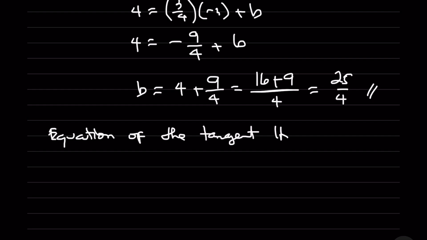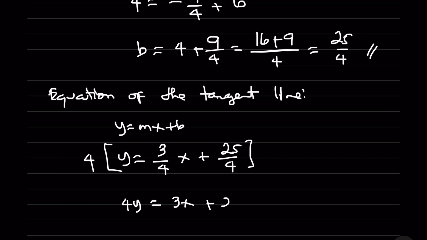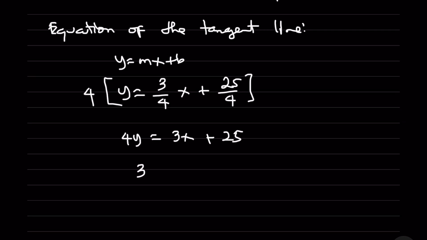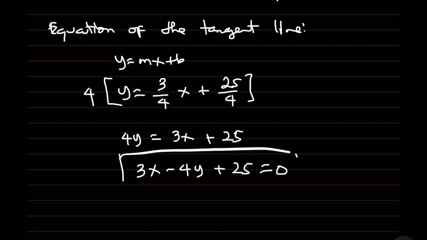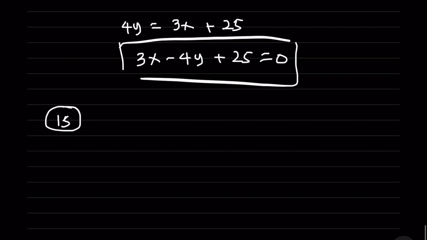So the equation of the tangent line is y equals mx plus b. Substitute the values for the slope m and the y-intercept. We will find this equation. We multiply both sides of the equation by 4. It becomes 4y equal to 3x plus 25. Or we can write this as 3x minus 4y plus 25 equal to 0. That's the final answer. Next question, number 15.